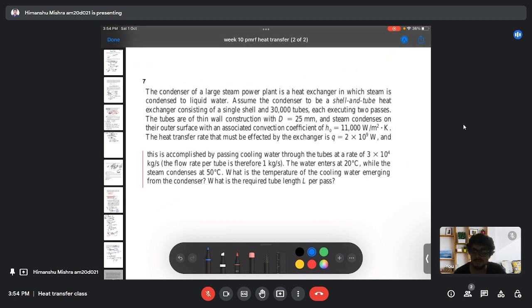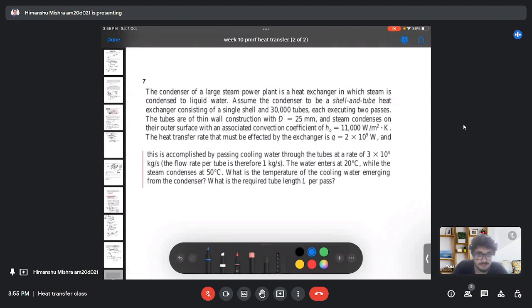So in this question, a condenser of a large steam power plant is a heat exchanger in which steam is condensed to liquid water. Assume the condenser to be a shell and tube heat exchanger having 30,000 tubes with a diameter of 25 mm, and steam condenses on their outer surface with a convection coefficient of 11,000, and the heat transfer rate is given. So the heat transfer is actually due to the cooling water.